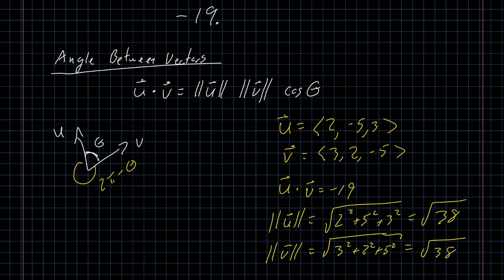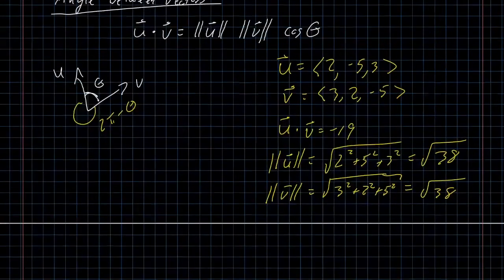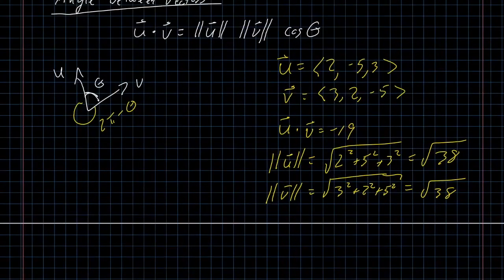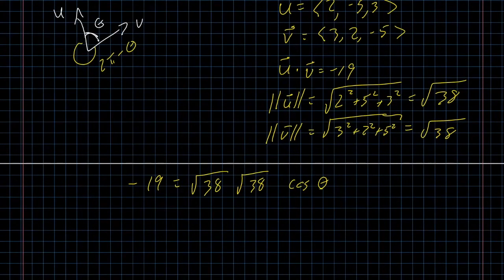And while 38 is a really hideously ugly number, the square root of 38 times the square root of 38 is just 38. So u dot v is -19. And then we have root 38 times root 38 times the cosine of our angle. Root 38 times root 38 is 38. And very conveniently here, 19 divided by 38 is 1/2.